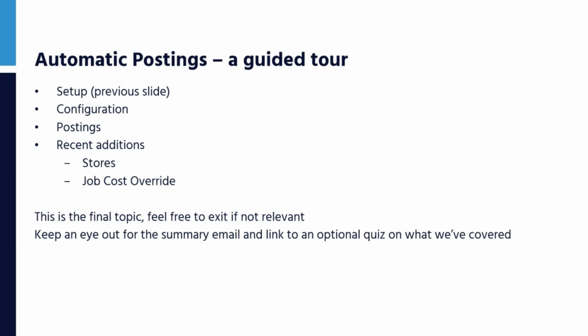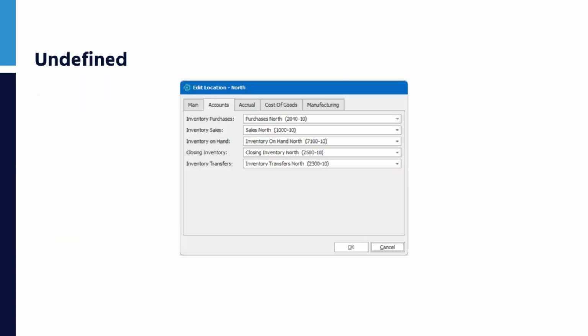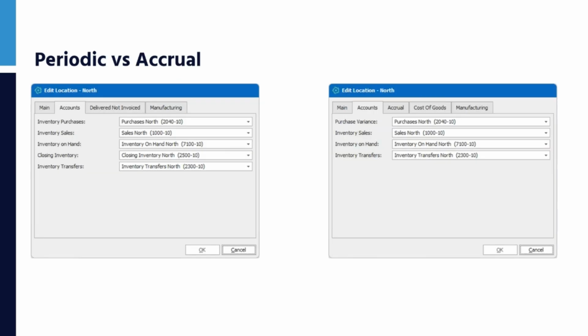So we've seen a bit of the setup in the previous slides. We've also talked about the stores and job cost overrides. Now let's have a look at the configuration and the postings. When you're undefined, you get a bit of a mishmash, it's asking you for posting accounts for all and sundry, all the combinations, depending on what combinations you use within the system. This is just having a look at a location perspective. Products have more posting accounts than, say, debtors and creditors, so that's why we're picking on them.